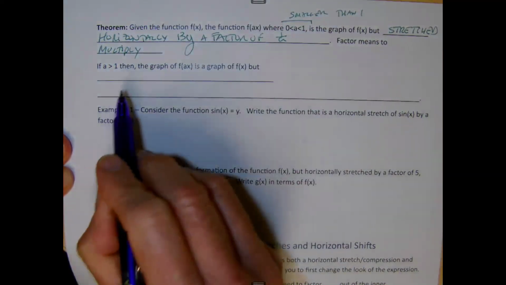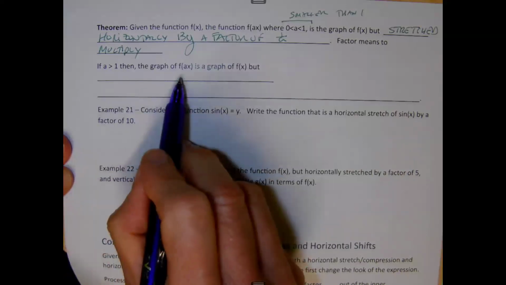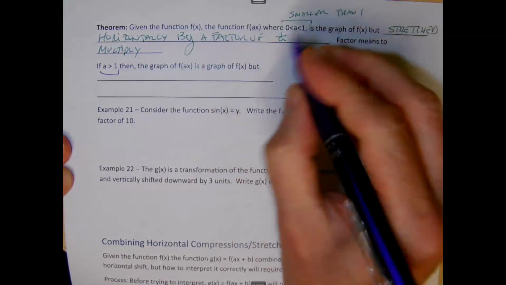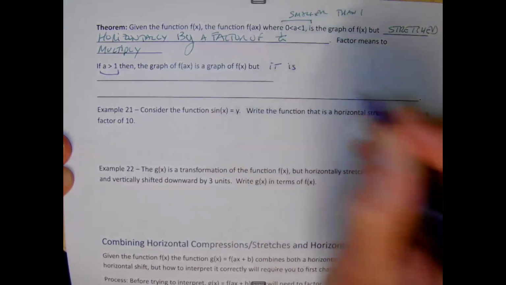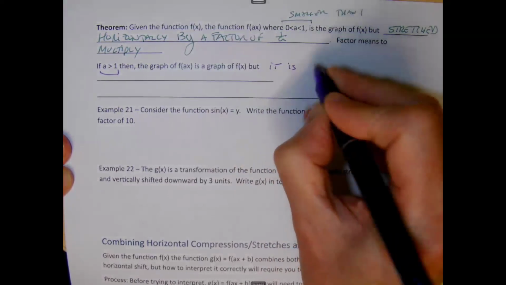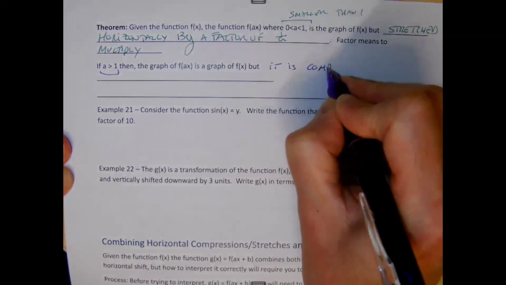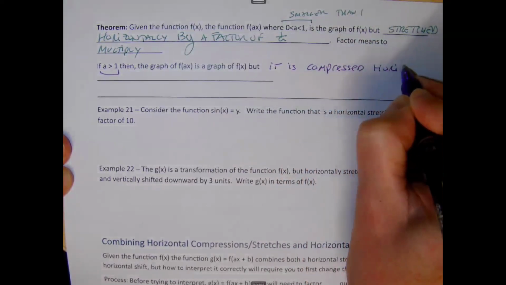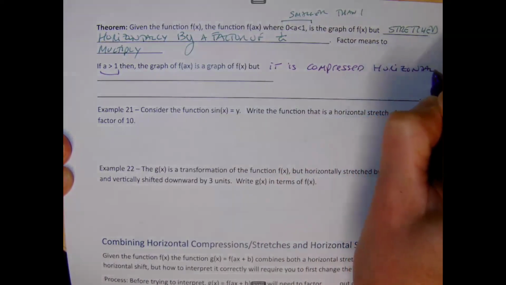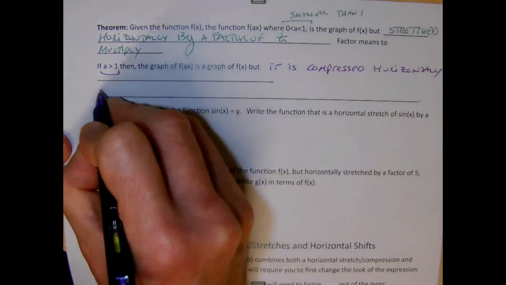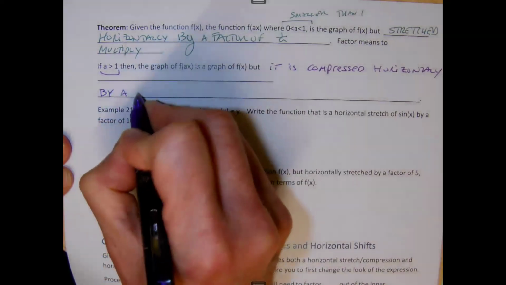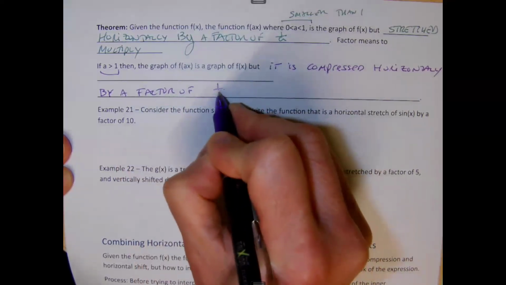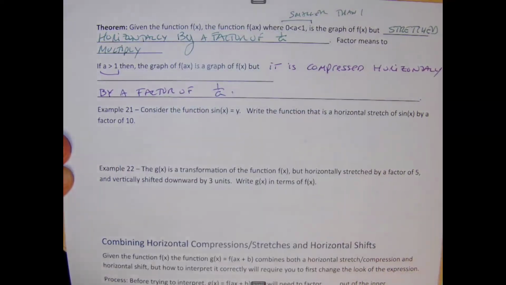If a is greater than 1, then the graph of f of a x is compressed horizontally by a factor of, again, just 1 over a. Always take the reciprocal here.